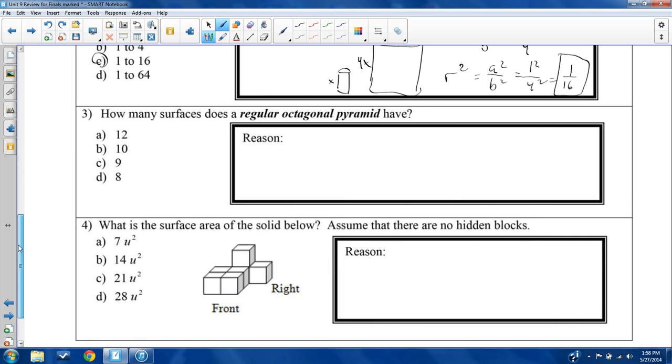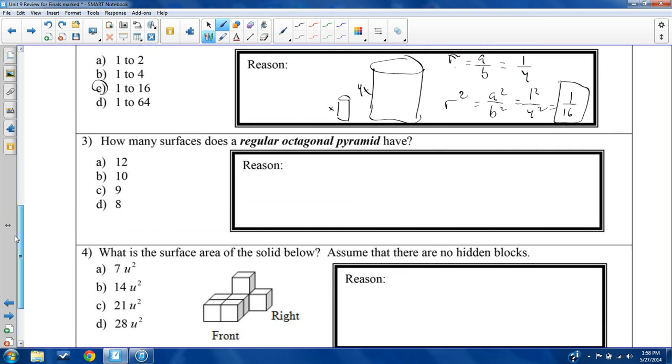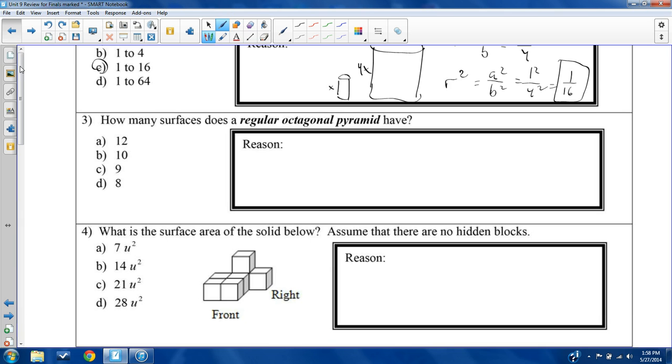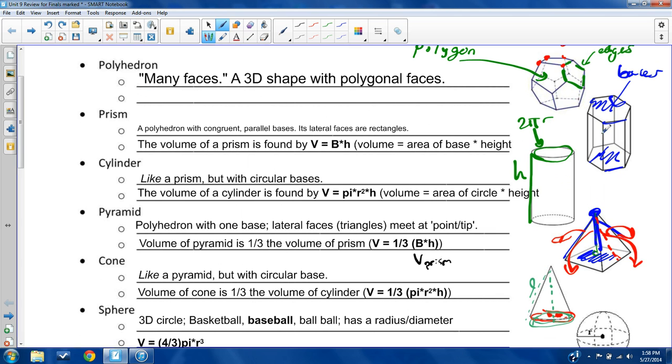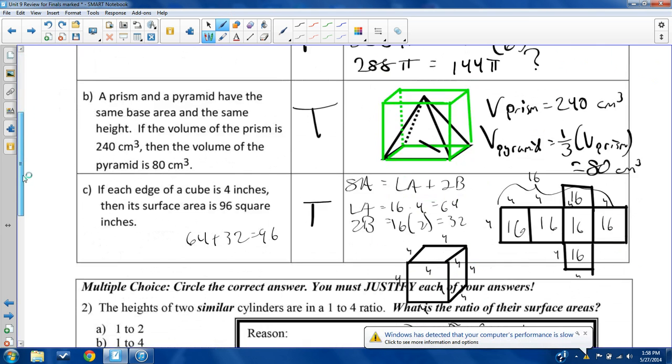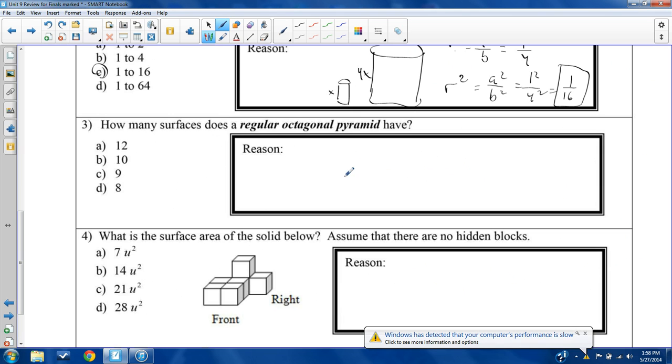Okay, how many surfaces does a regular octagonal pyramid have? Something I didn't talk about when I talked about pyramids and prisms is that they are named by their base. So this is a hexagonal prism because its base is a hexagon. This is a square or rectangular pyramid because its base is a square or rectangle. An octagonal pyramid is a pyramid with 8 sides on the base, 8 edges there. And they all meet up at the top right there.